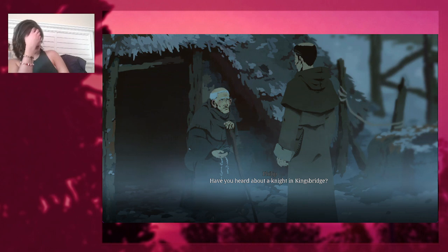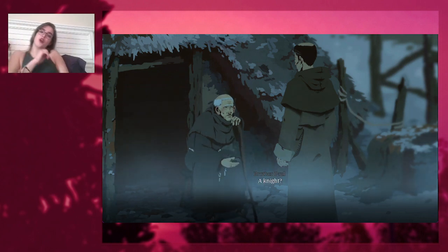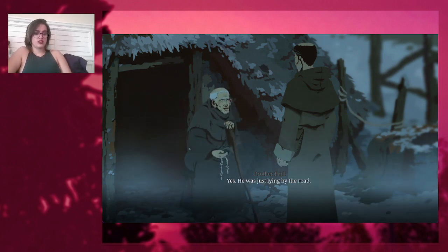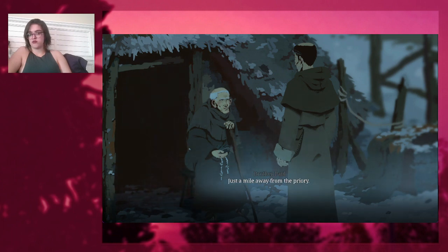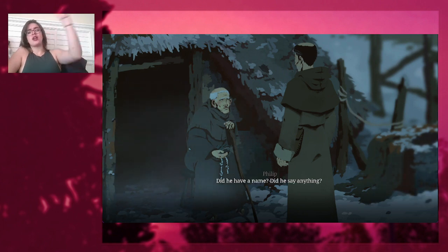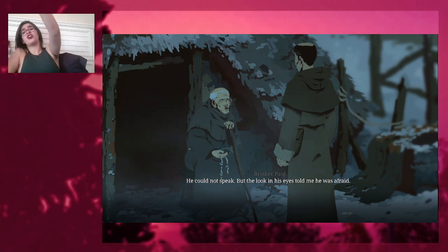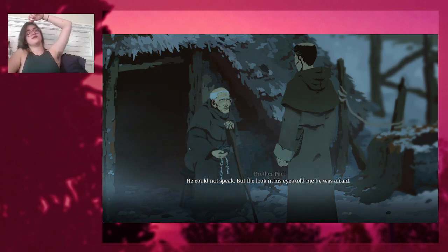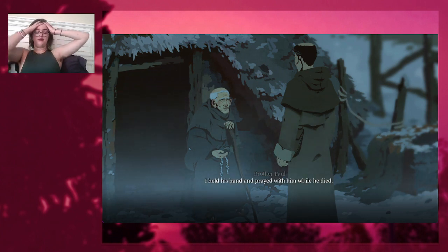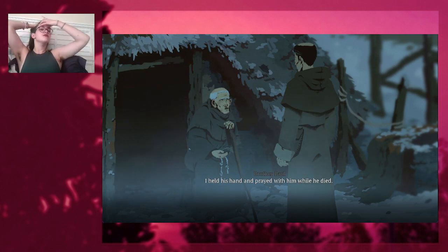Have you heard about a knight in Kingsbridge? A knight? I don't know anything. At least he said yes, something about dying. He was just lying by the road, just a mile away from the priory. He must have fallen from his horse. Where is he now? He died. We buried him in the cemetery. Did he have a name? Did he say anything? He could not speak. But the look in his eyes told me he was afraid. I held his hand and prayed with him while he died.